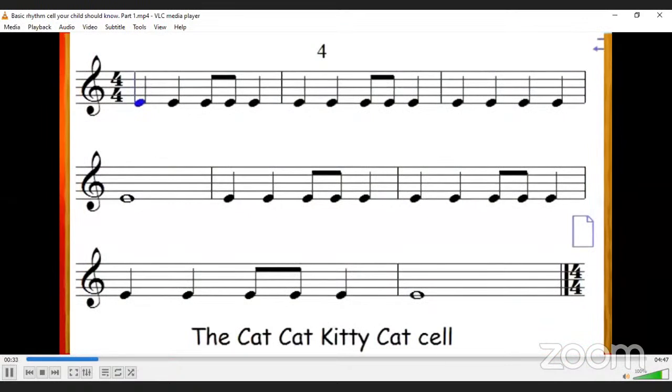Now this is the eighth note, the quarter note. Cat, cat, kitty, cat, cat, cat, kitty, cat. And it's important you also clap to this rhythm so that you get familiar with it.